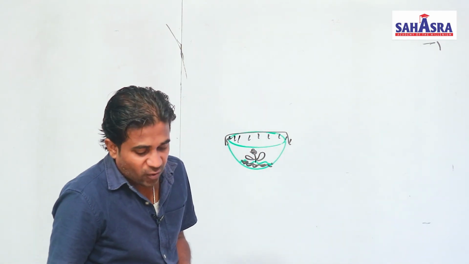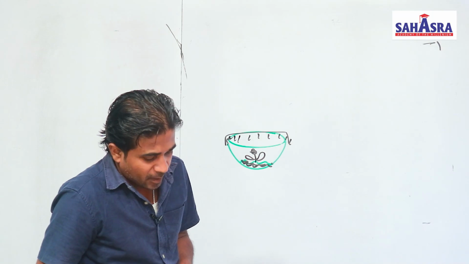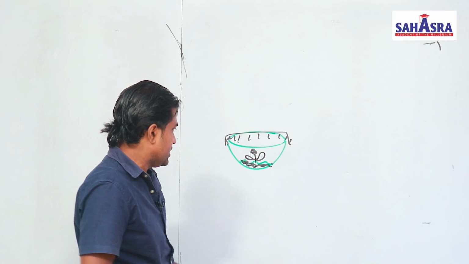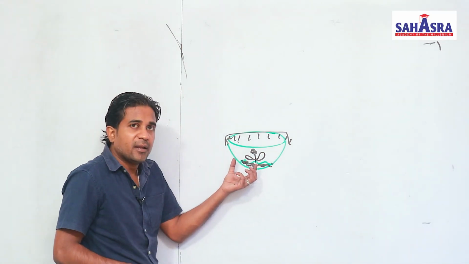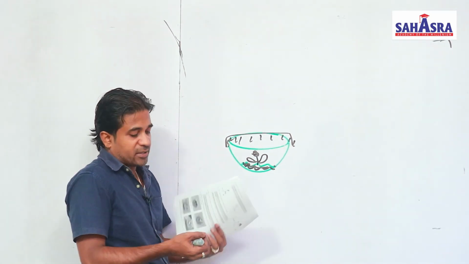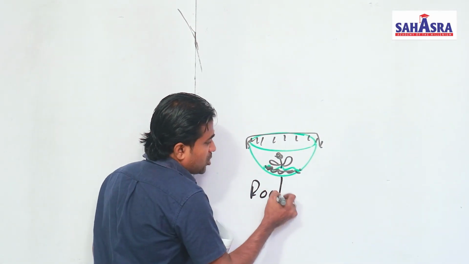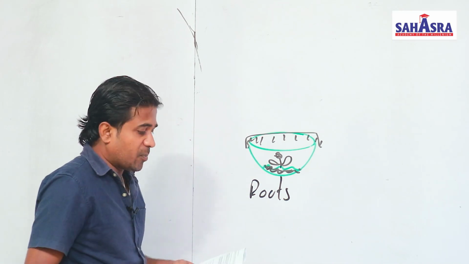The plant needs water to grow, of course. Name the part of the plant that takes in water from the soil. What is the part that takes water from the soil? Of course, roots. The answer would be roots. Roots absorb the water for the plant.